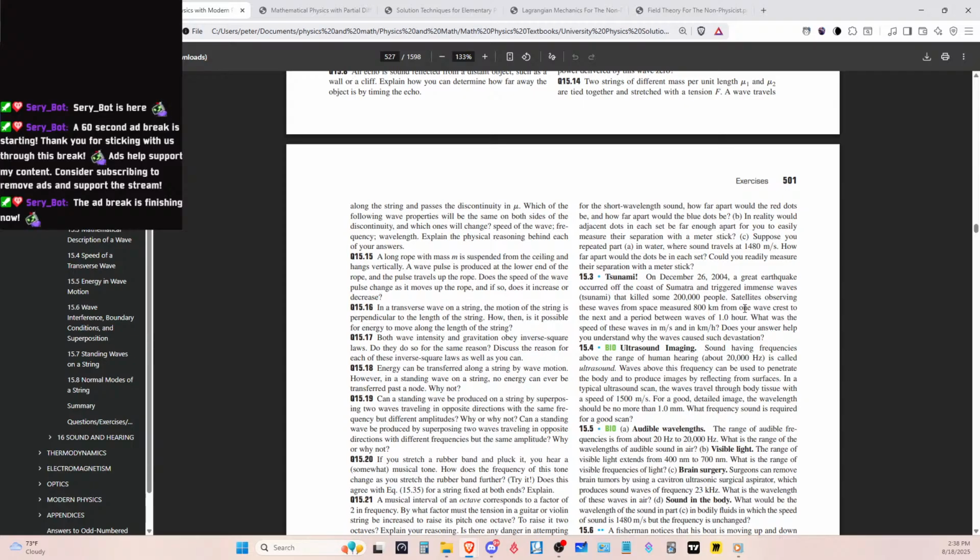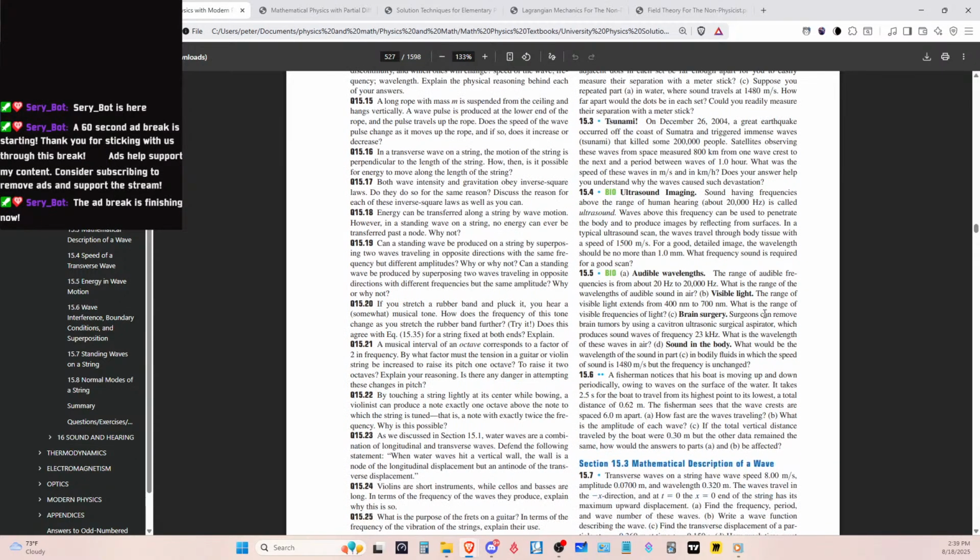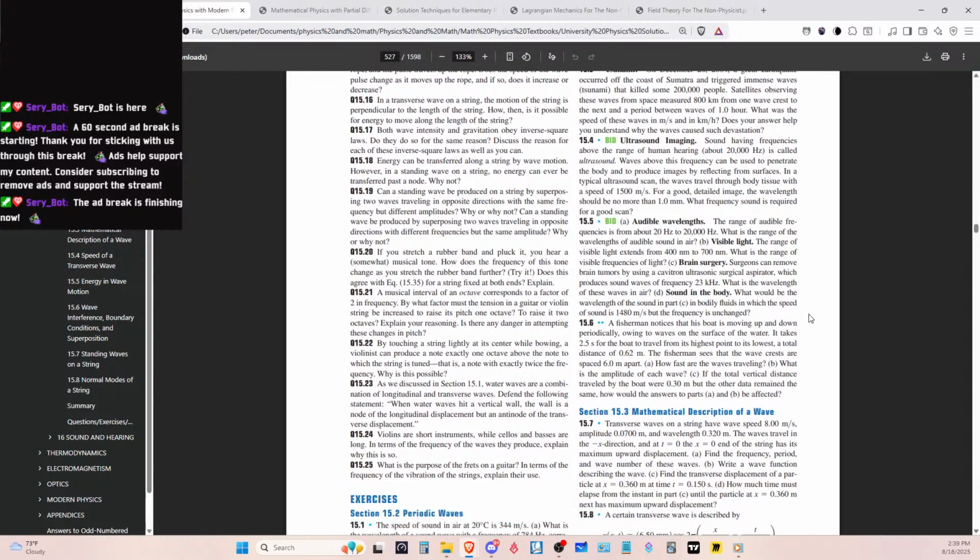Satellites observed that these waves from space measured 800 kilometers from one sea crest to the next, and the period between the waves was 1 hour. What was the speed of these waves in meters per second and in kilometers per hour? Does your answer help you understand why waves cause devastation? Interesting follow-up there. What's the hardest question here?